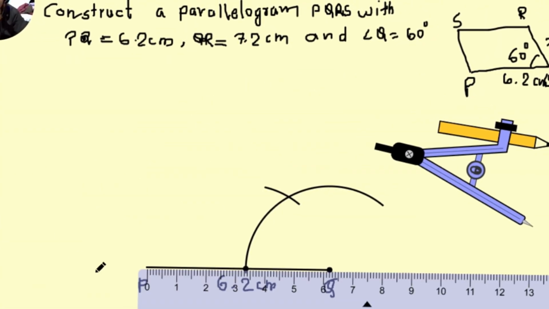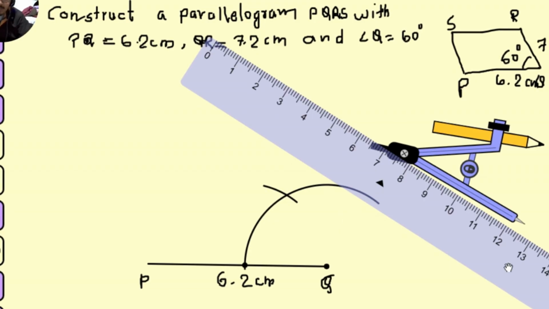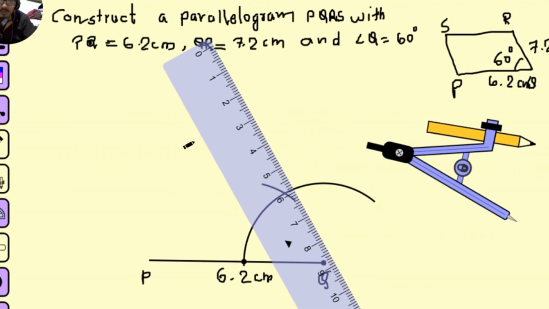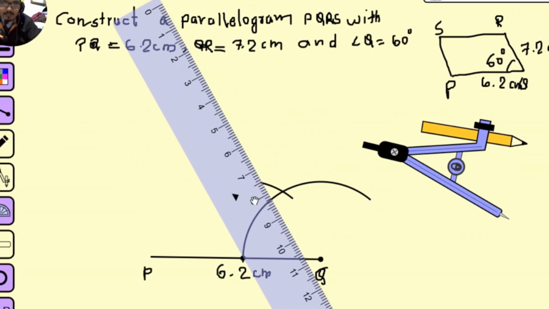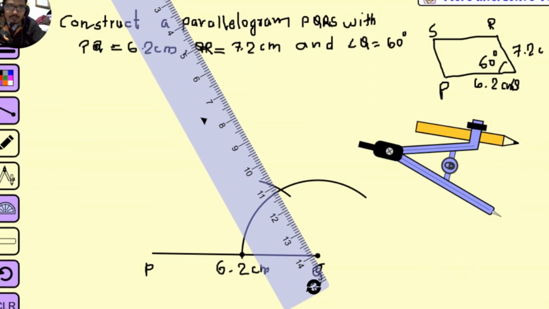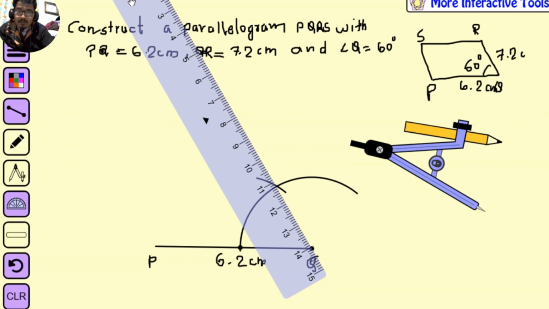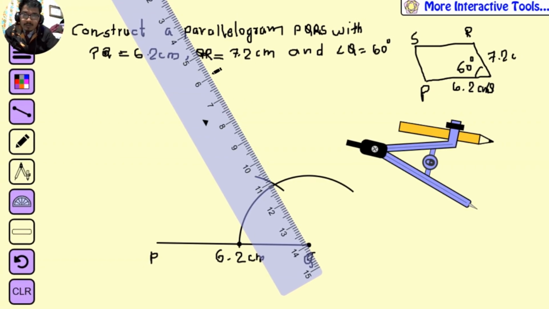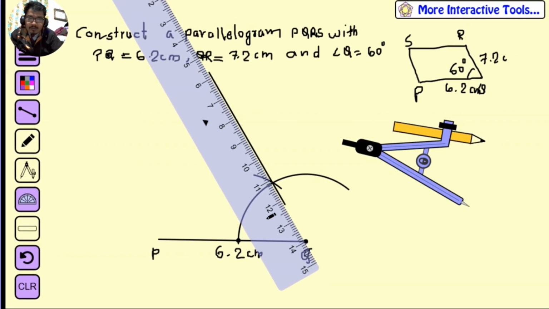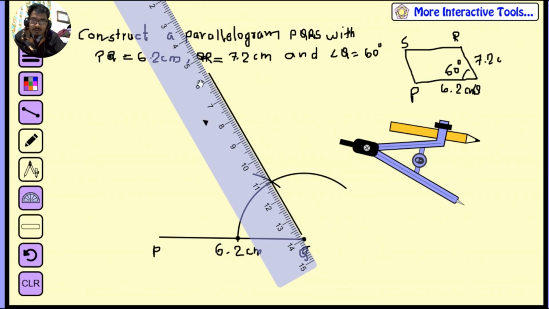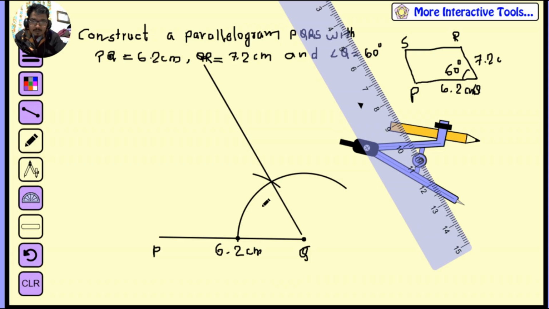Now take the help of a ruler and here like this, look here, join it, okay, like this, a long line this is, and right here 60 degree.